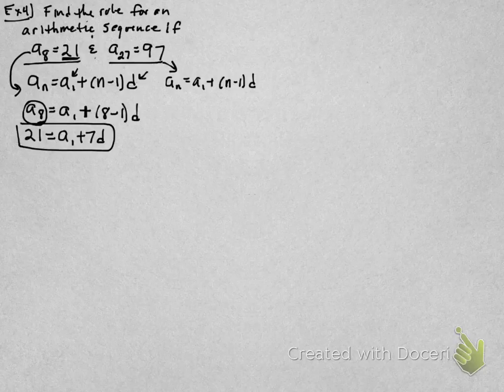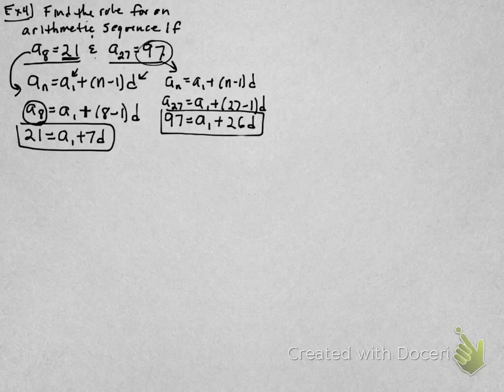I know my 27th term, so a sub 27 is going to be a sub 1 plus the n value is 27 here, take away 1 times d, and a sub 27 is 97. So I'm going to plug 97 here equals a sub 1 plus 27 minus 1 is 26d. Here's another equation that's got two variables, and I need to solve for it. Well, essentially, guys, I have a system of equations here I can solve.